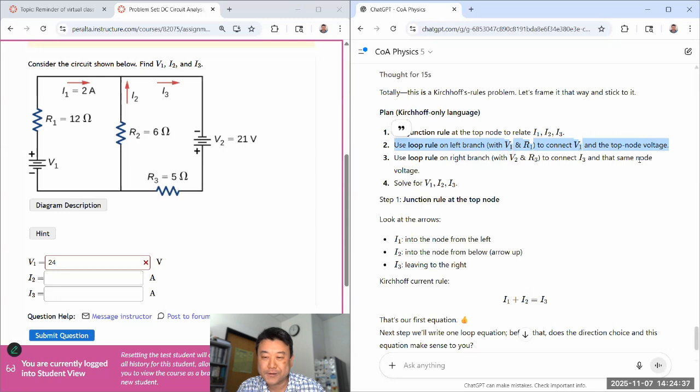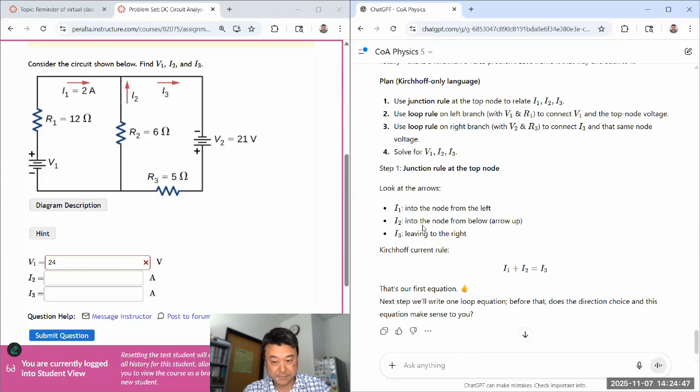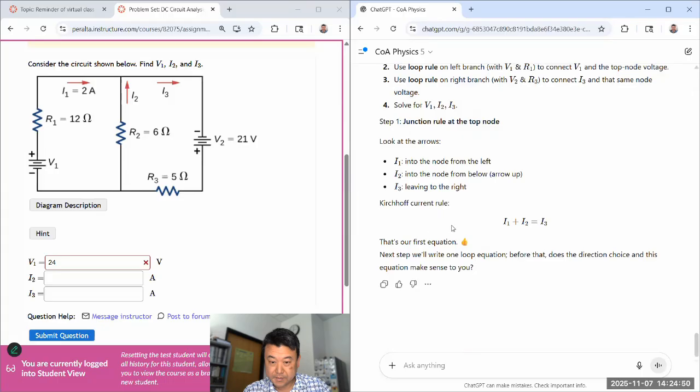Yeah, the whole node voltage thing. I mean, again, you can use it, but we don't teach it that way. The way we teach it, you go through this branch to complete the loop. Okay, first equation, we'll write one loop equation. Does the direction choice matter? Left hand side is current in and right side is current out, right?